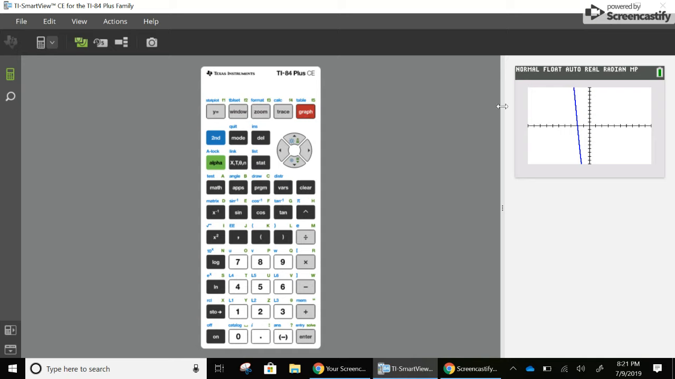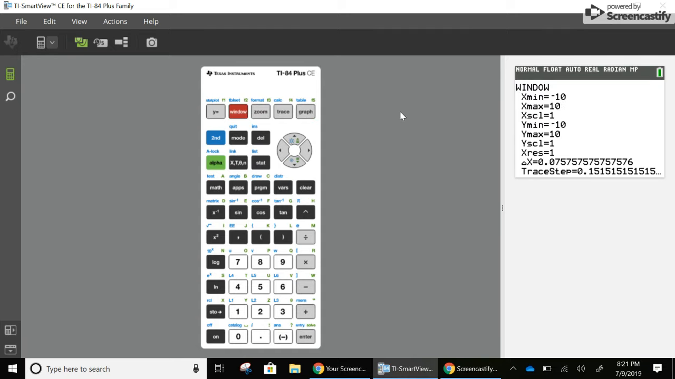And if you notice, we only have one line here, and it has a curve to it. So that means the other one is off the chart somewhere. So let's change our window. So we're going to go and change our window.